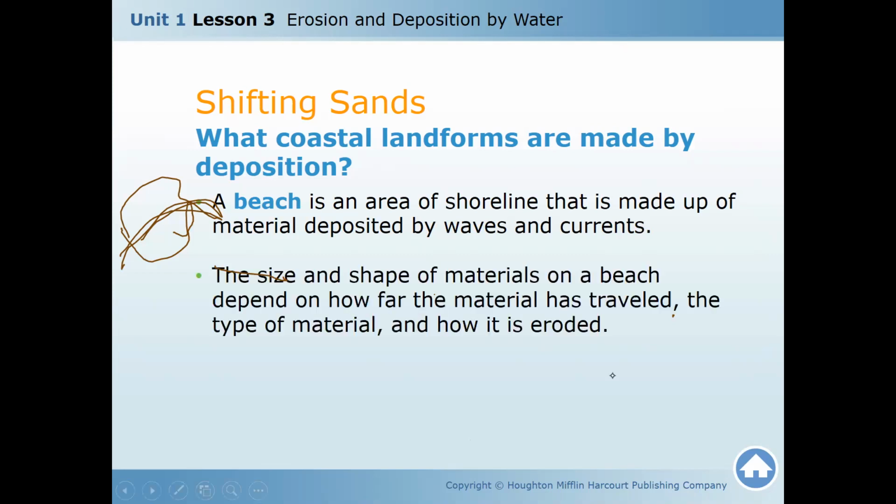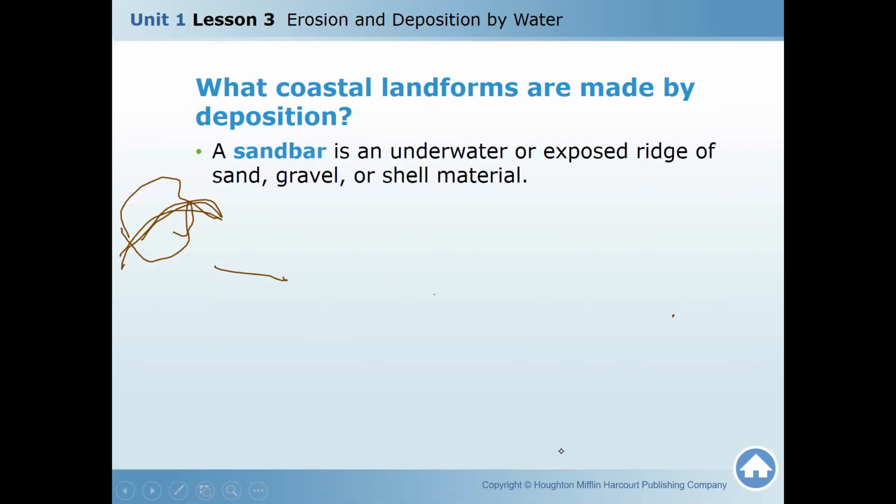We have Obor Beach. We have beaches in Jeddah. The size and the shape of materials on a beach depend on how far the material has traveled, the type of material, and how it is eroded.